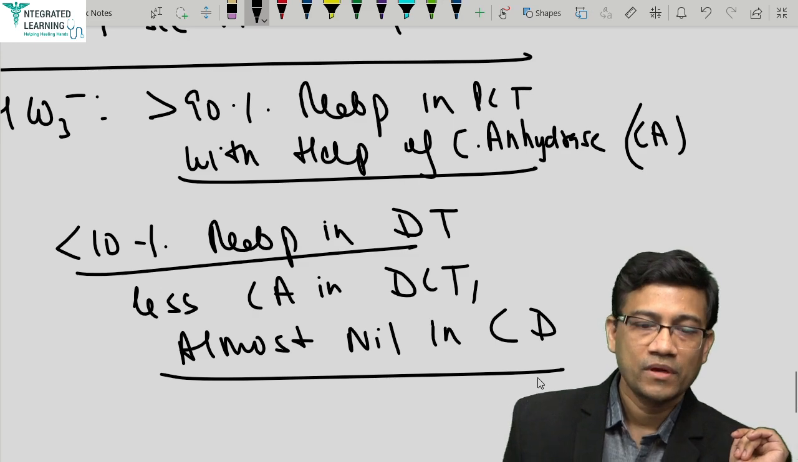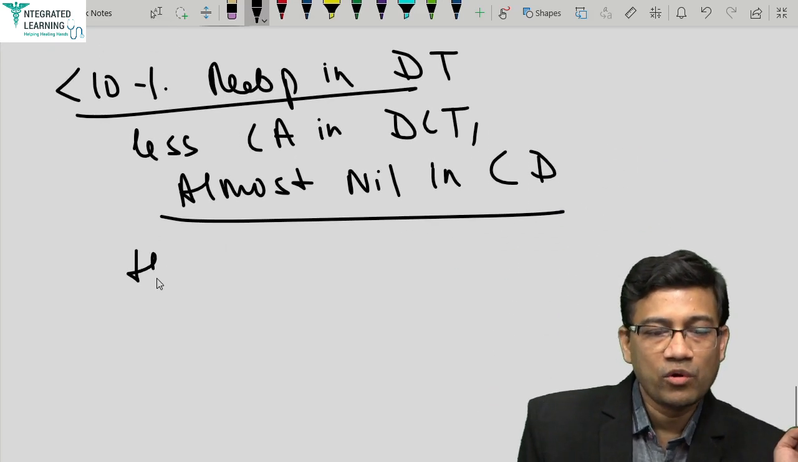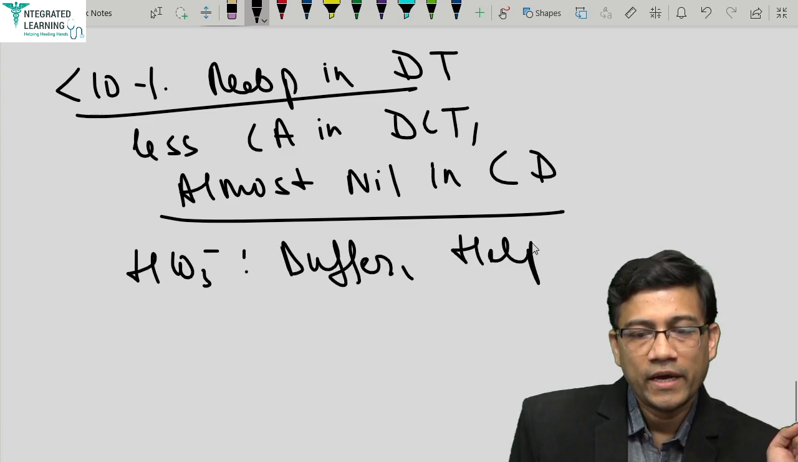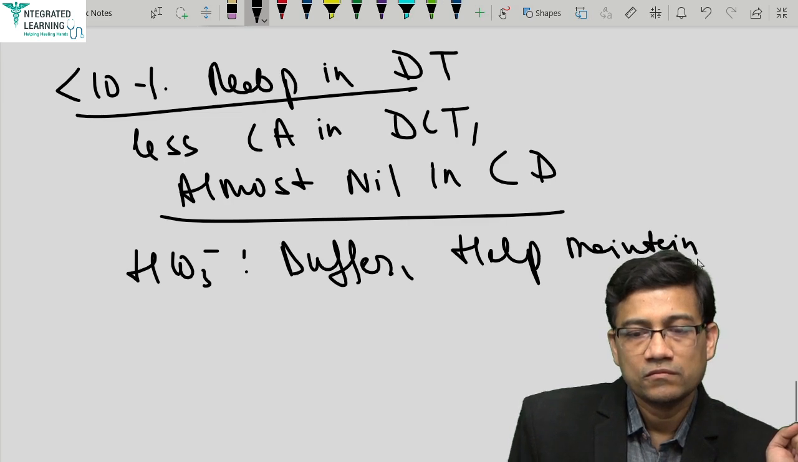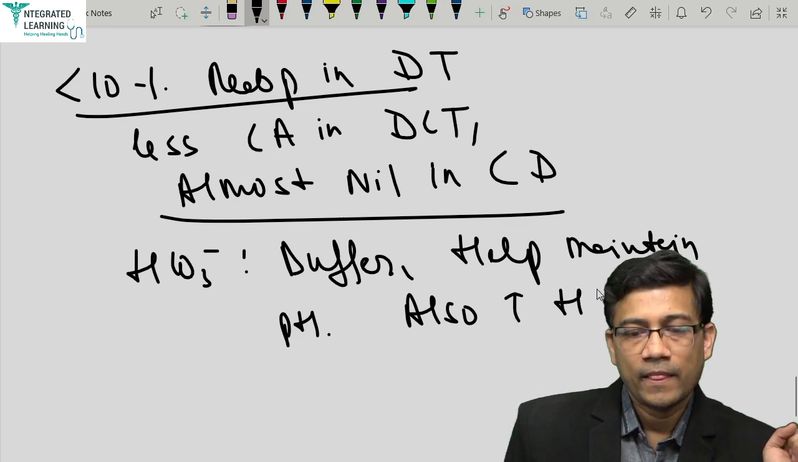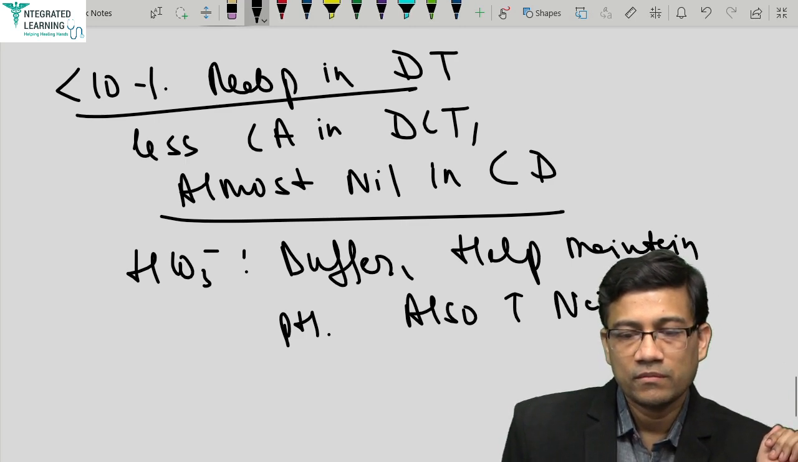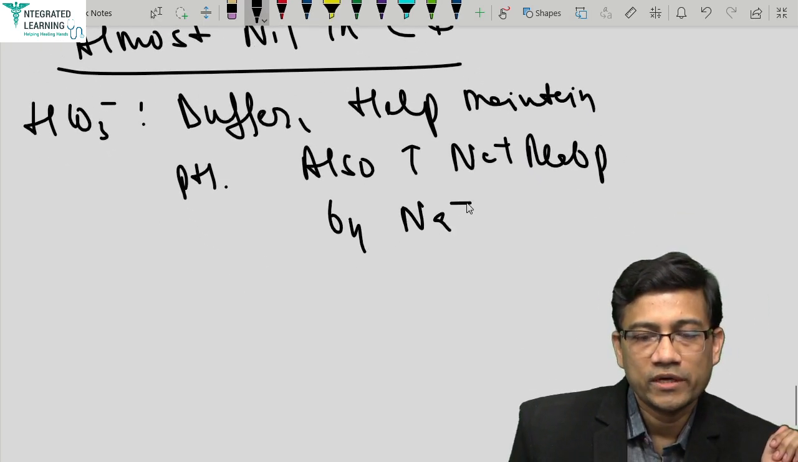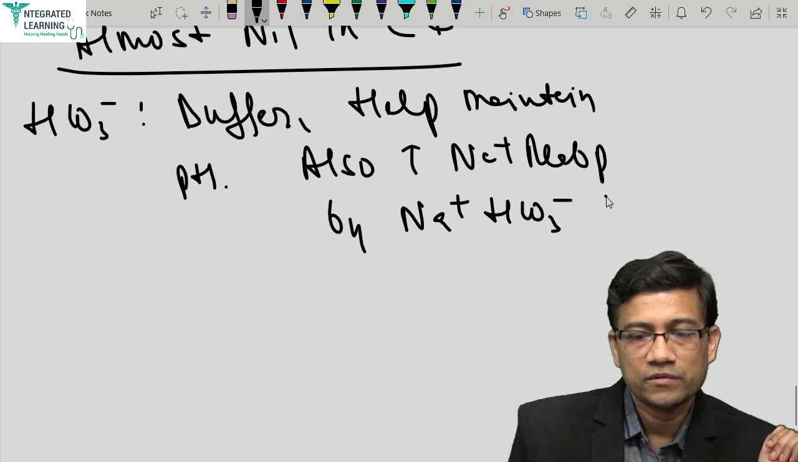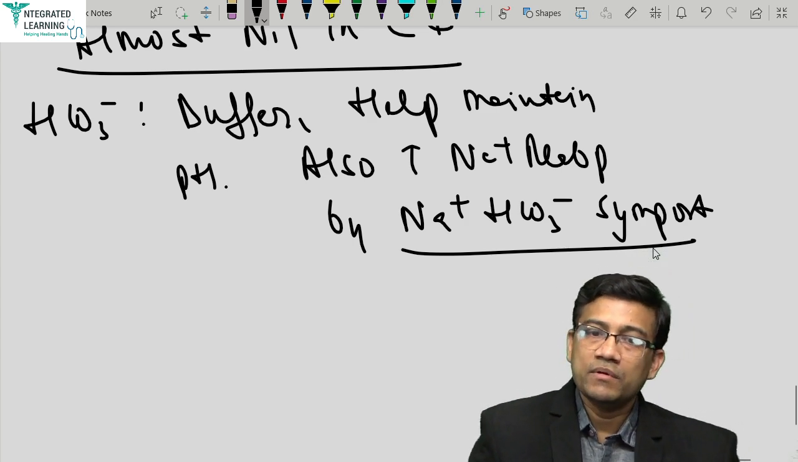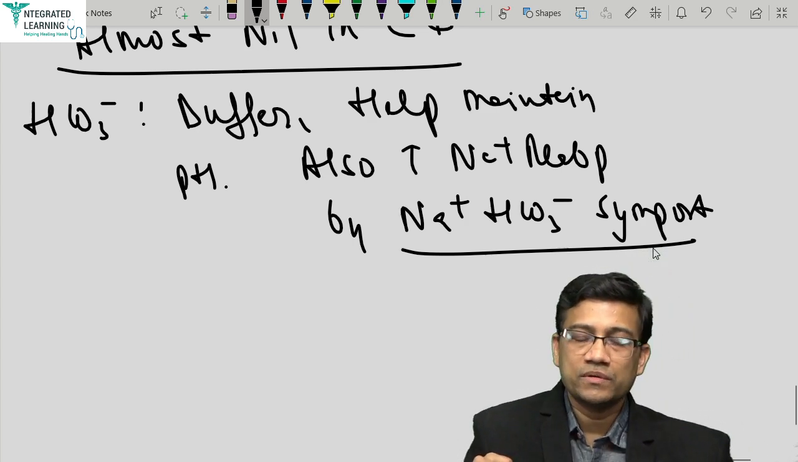Now what is the function of bicarb? I told you already. Bicarb is a buffer, helps maintain pH, and also increases sodium reabsorption by sodium bicarbonate import. So by what? Sodium bicarb import. Okay.